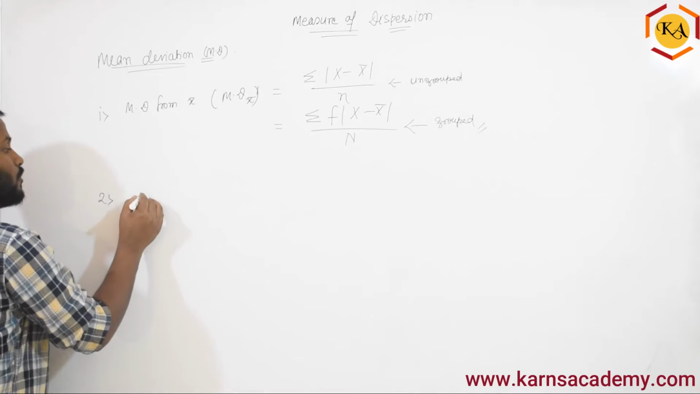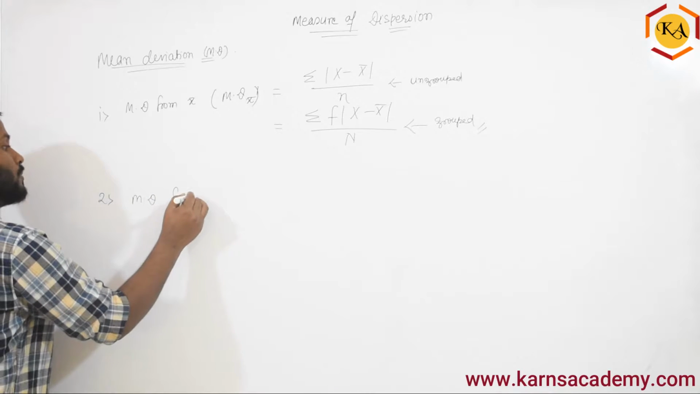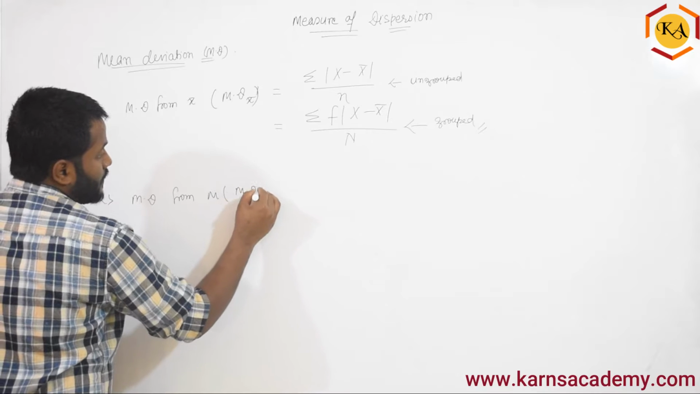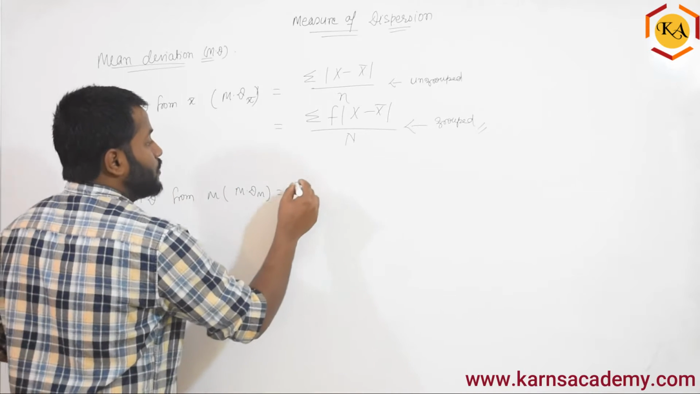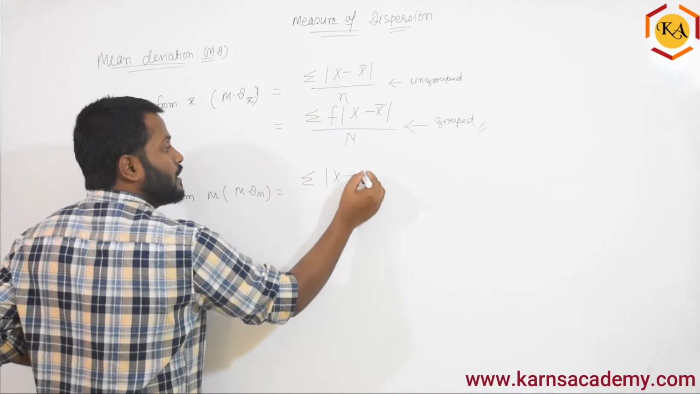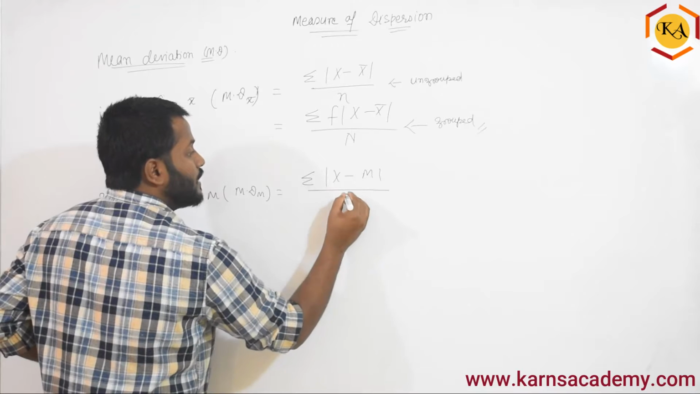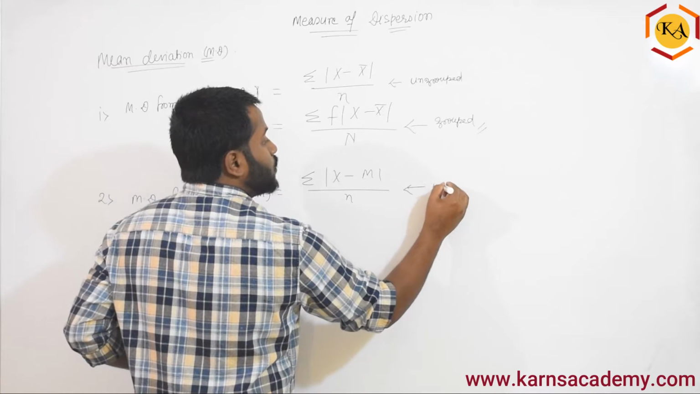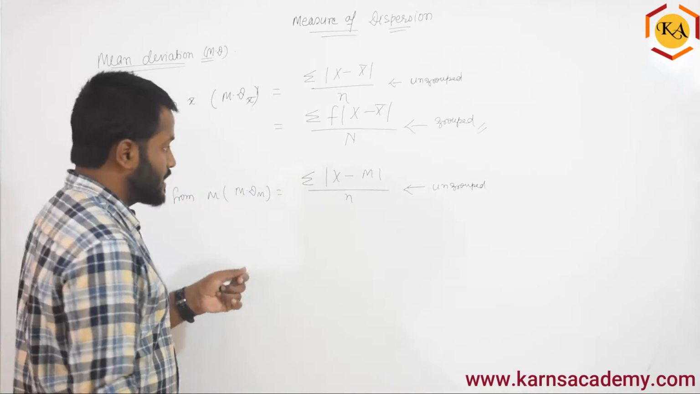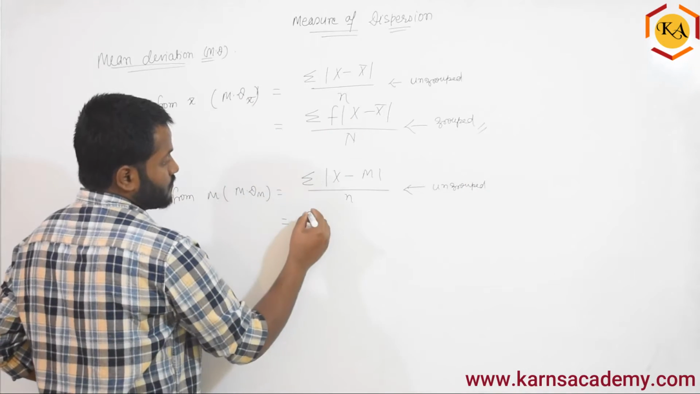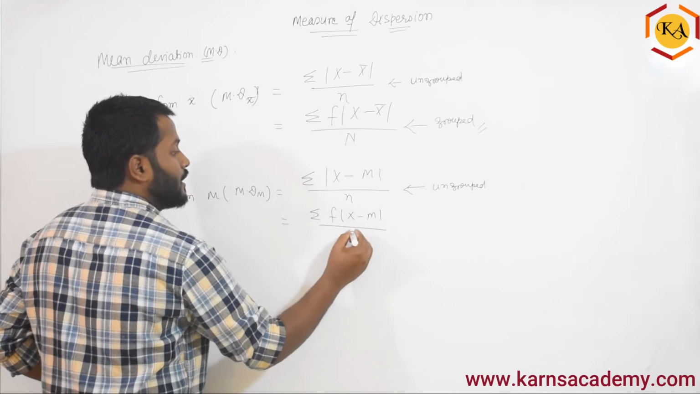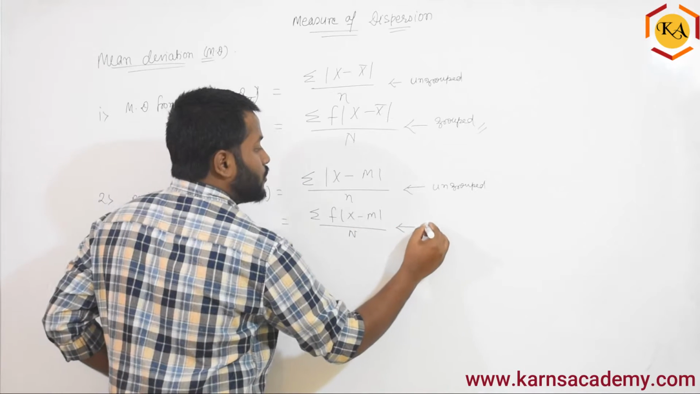Second one, if I'm talking about mean deviation from median. So it is going to be summation of modulus x minus, instead of mean you will have median over here, divided by n for ungrouped data. Similarly, here you will have summation f of modulus x minus M by capital N for grouped data.